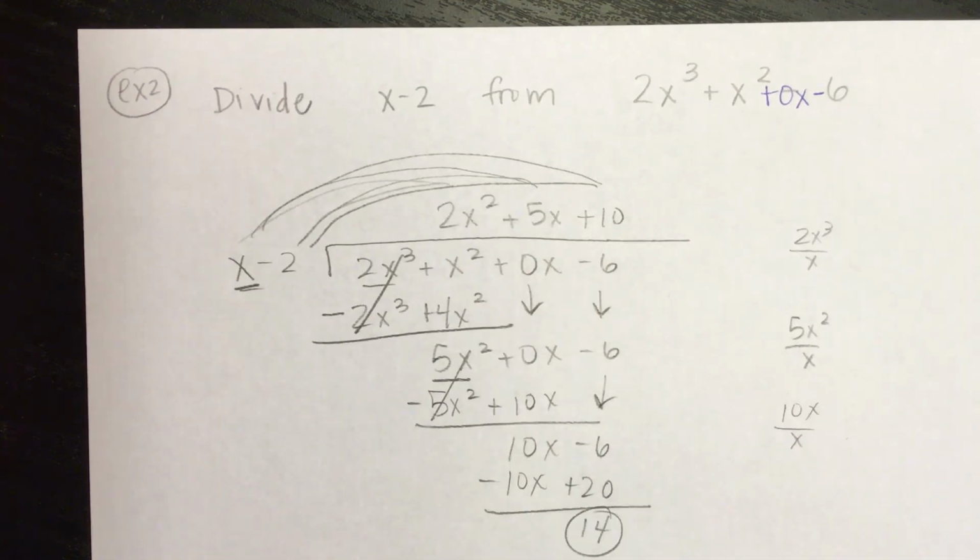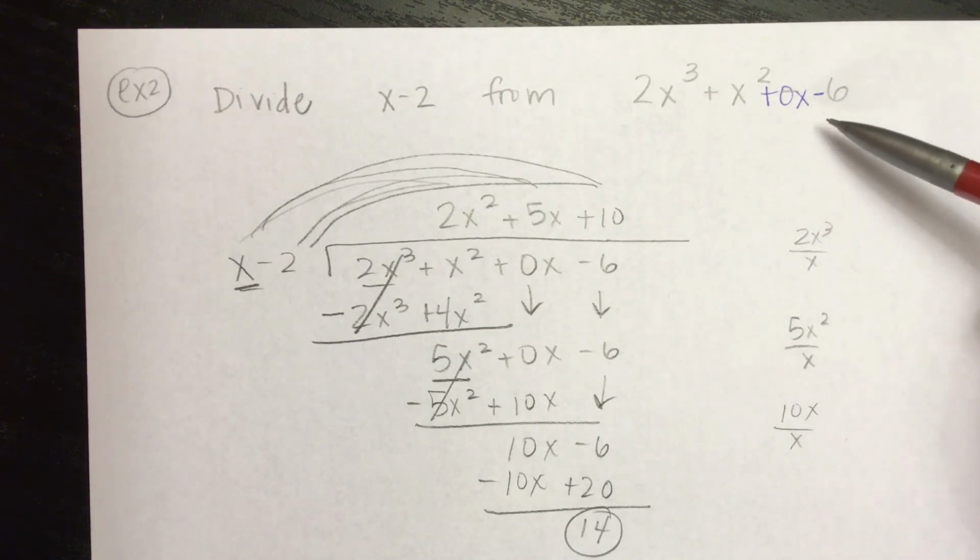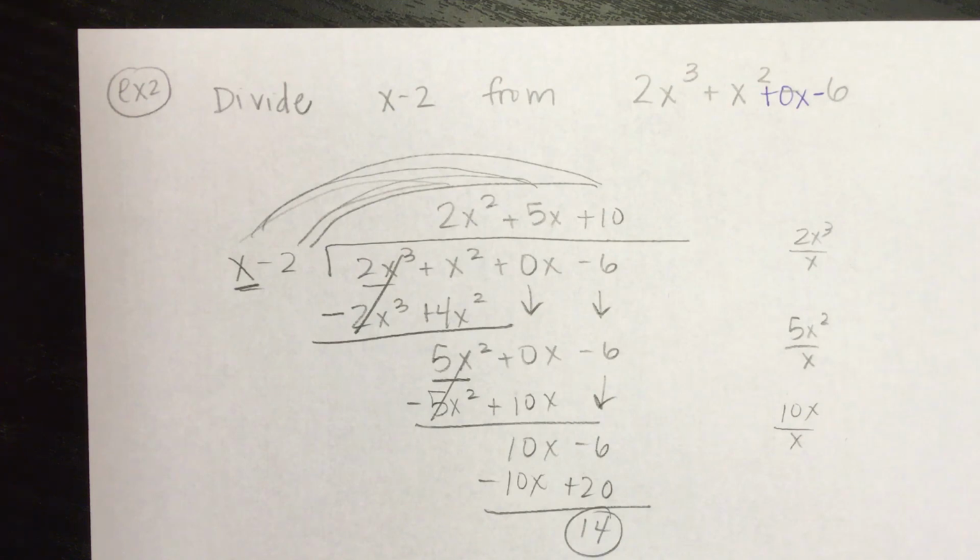Just like before, my remainder is not 0, so this is not a factor. That's not always going to be the case. If you have zeros in here, you can still end up with factors. I just happen to pick two examples that aren't.